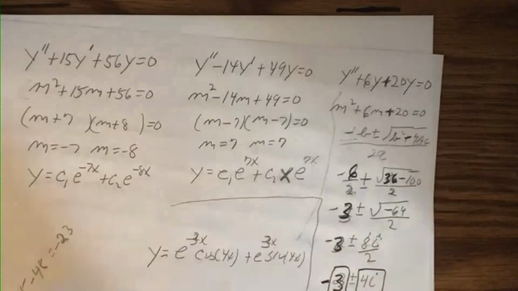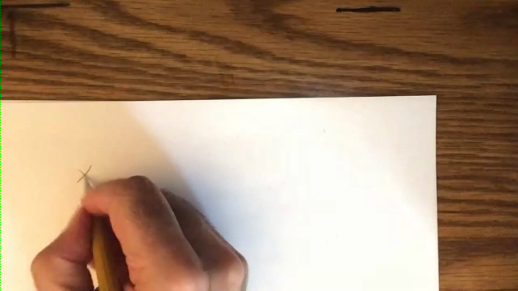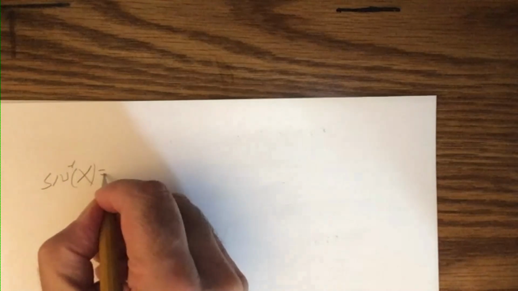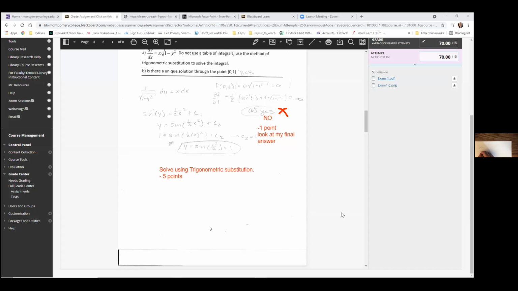When you have x, like if you have the inverse sine of x was equal to, what was it? What did you have again? Let's see. I think it was x squared over x plus c. Okay, it was actually the sine of y was equal to 1/2 x squared plus c.